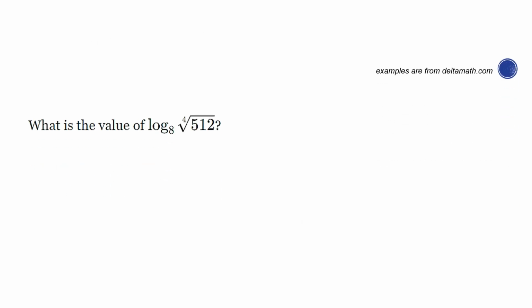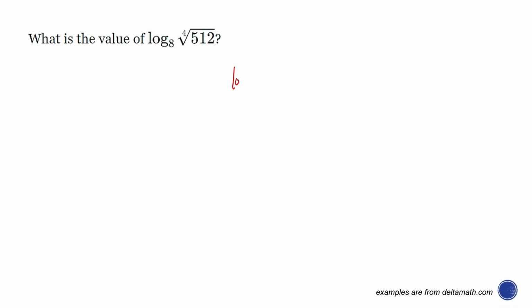Okay, let's go to the next one. All right, so here we have logarithm of the 4th root of 512 base 8 equals x. So I want to express this into an exponential equation to solve for the value of x. So this is 8 raised to x equals 512. I will express that radical sign into exponential form. So the 4th root of 512 is the same as 512 raised to 1 over 4.